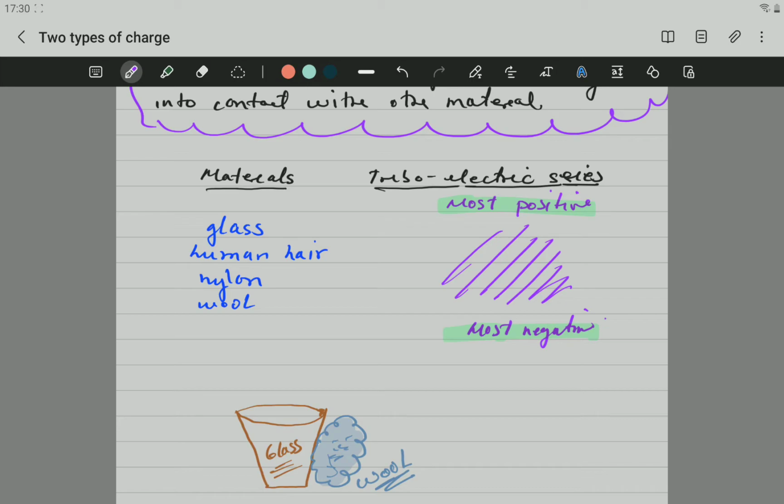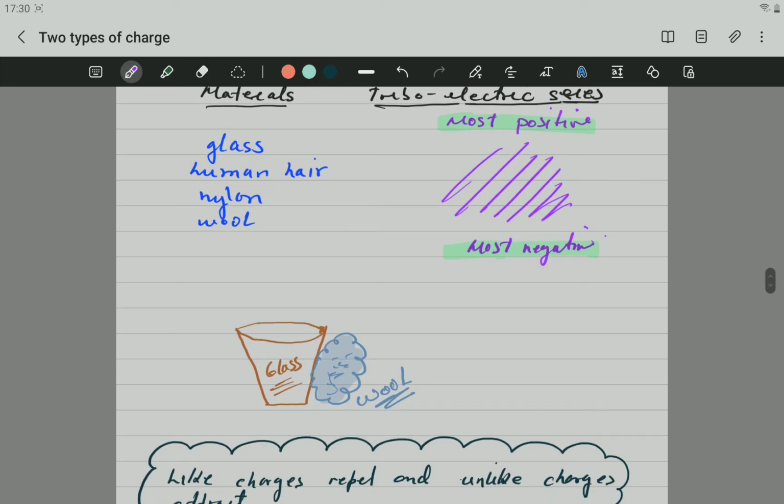In other words, the one that is positive is going to give the electron to the negative. Okay, so for example, here we have glass and wool. Let's say you have a piece of glass you drink water with, and then you have wool and you're going to clean the glass with the wool. Obviously, electrons are going to be transferred from one to the other.